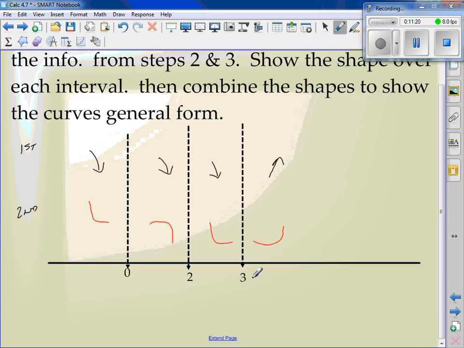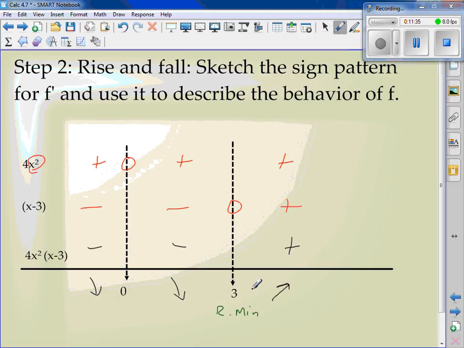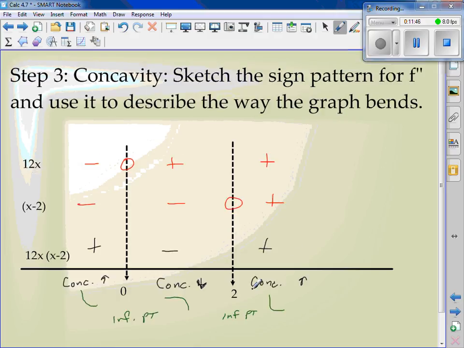Each one of these points tell me something. This was an inflection point. This was an inflection point. This was a minimum point. That came from my previous two graphs. The 0 and the 2 were inflection points. The 3 meant it was a minimum value. The only one they overlapped was the 0. And 0 was nothing on the first derivative, but it's an inflection point on the second derivative.